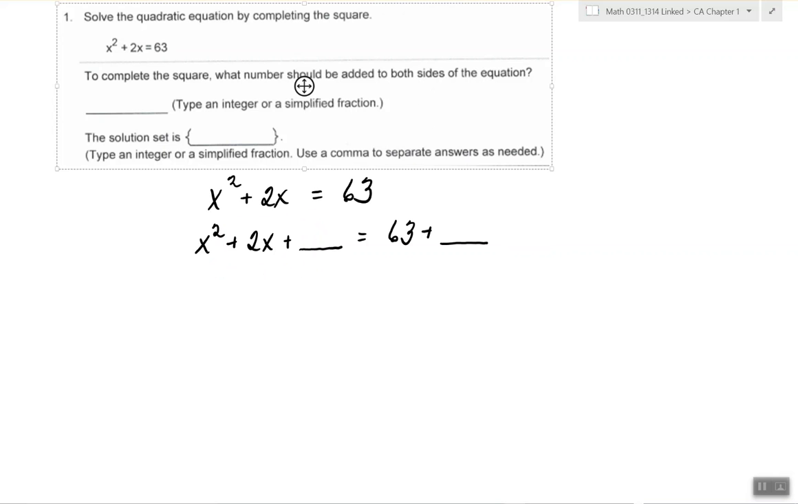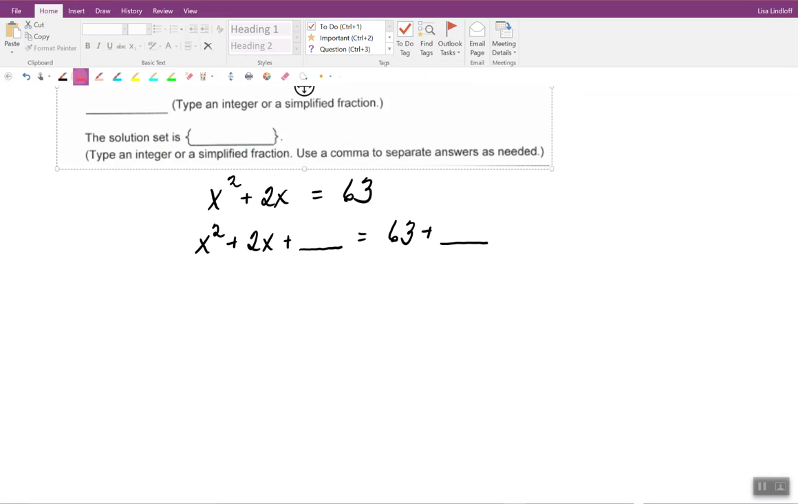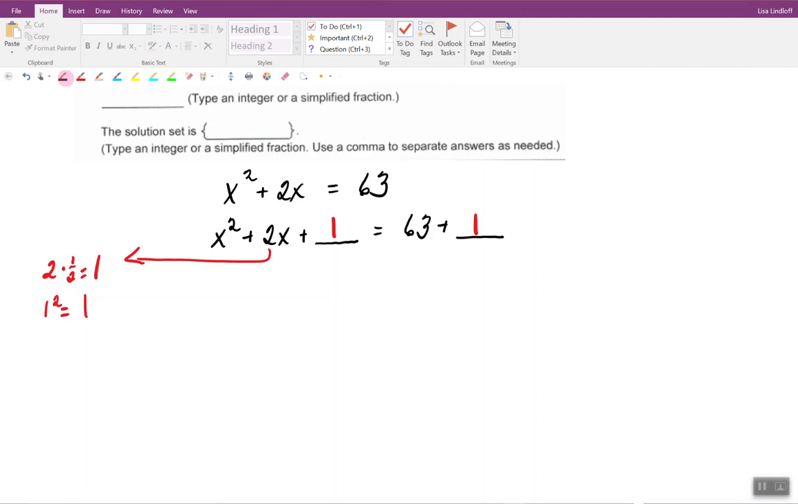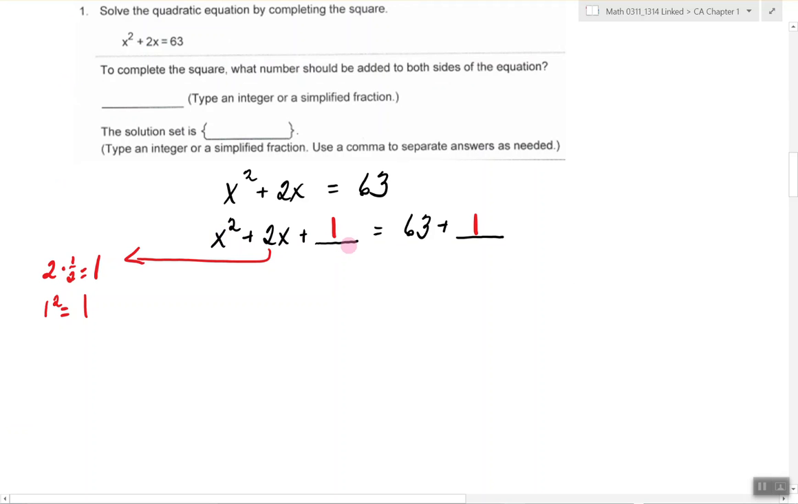All right, I'm going to use different color ink, maybe. I'm going to take the 2, take half of it, which gives me 1. I'm going to take the 1 and square it for 1. This is the number that I'm going to send back. I'm going to add 1 to both sides. This left-hand side has become a perfect square trinomial. Guaranteed, if you follow this process, this is a perfect square trinomial.